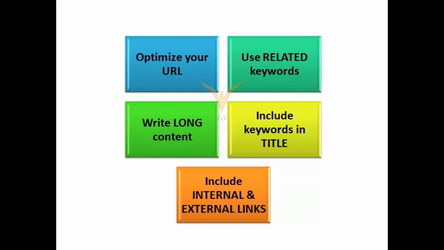So the first two things that you need to remember are: optimize your URL, and the second one is use related keywords. We are only going to use the keywords that are related to my content. I'm not going to put any keyword just to increase the number of keywords. I'll not put any keywords randomly. For the content which I have added, I am going to put only those keywords.